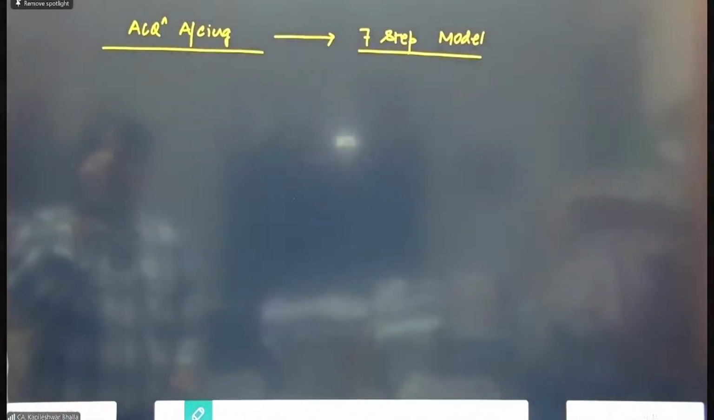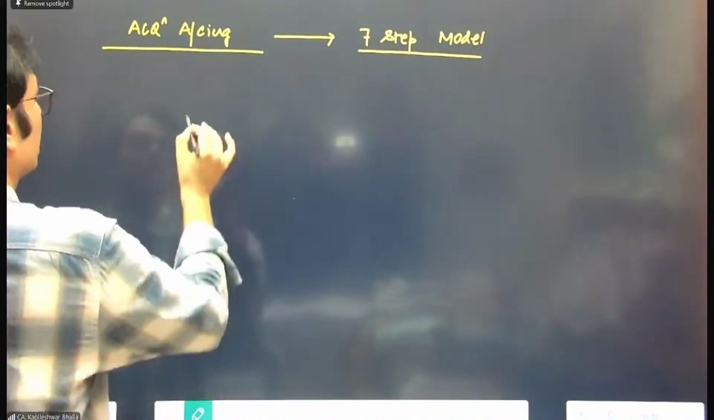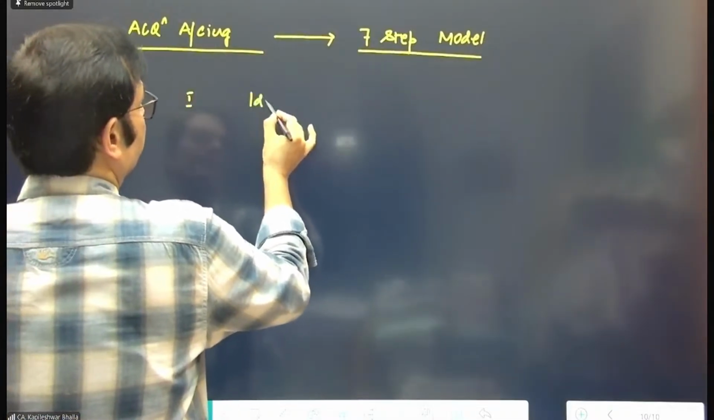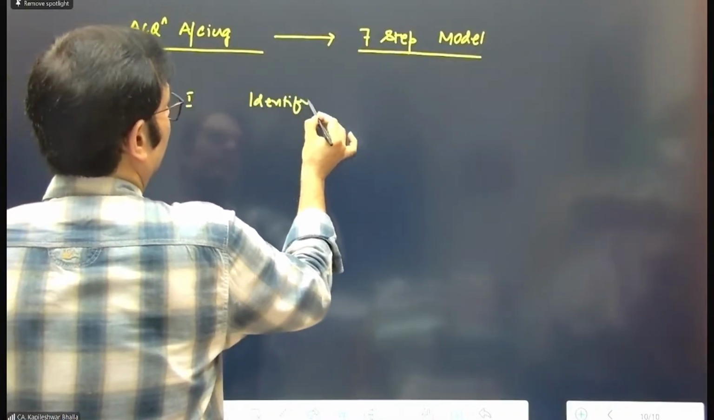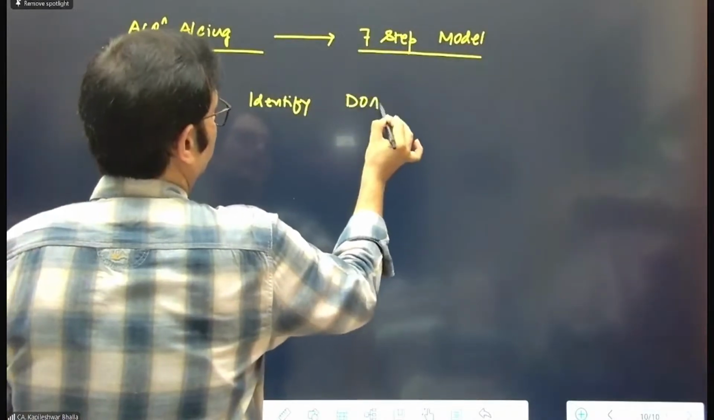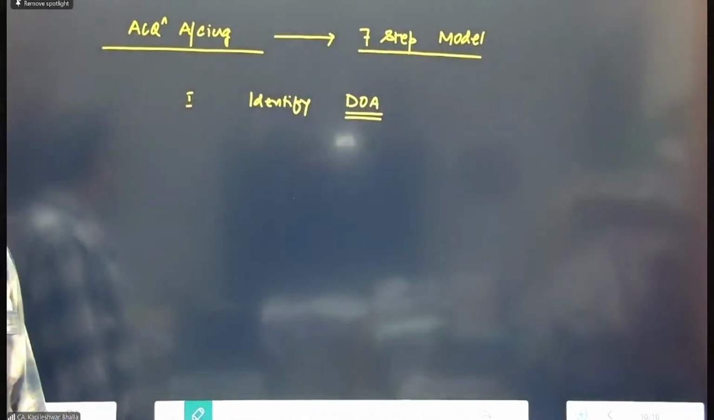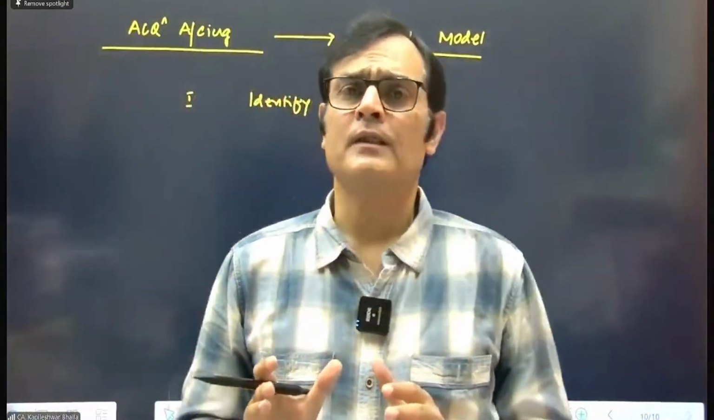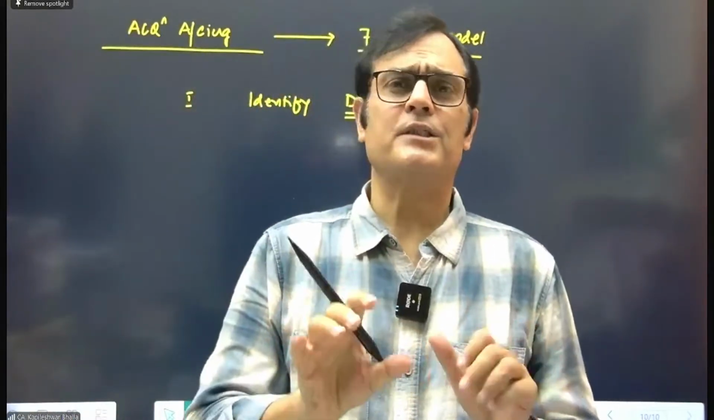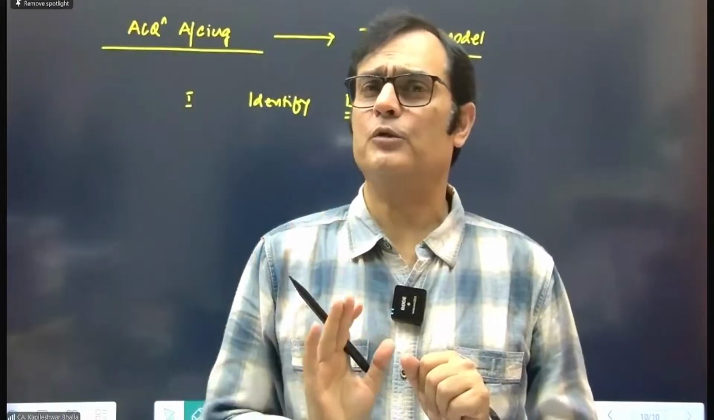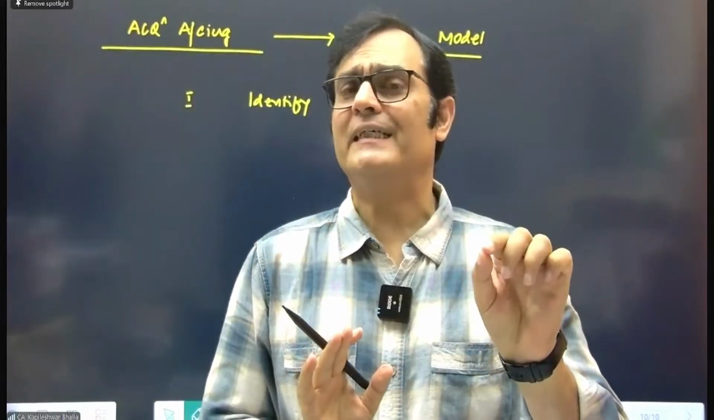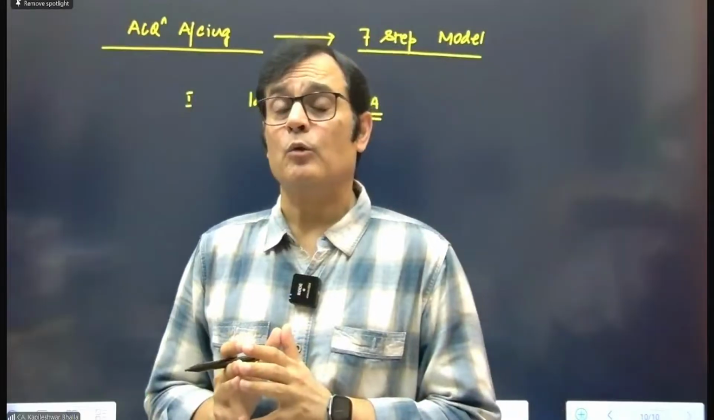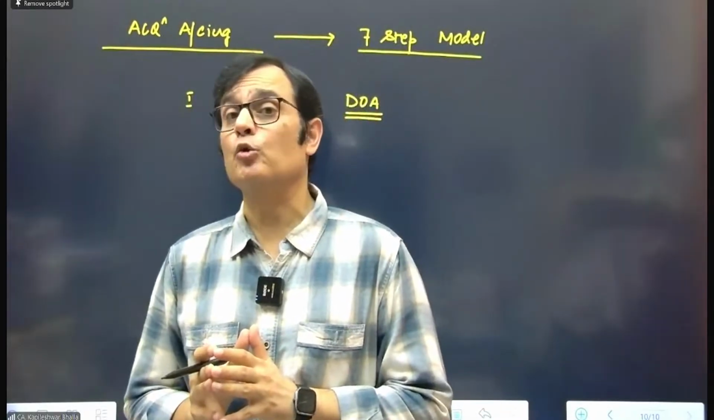So first of all, let me lay down what the 7 steps are which would apply. Step number 1, we need to identify the date of acquisition. That can never be a challenge. I will not get into the nitty-gritties. That could not be a challenge, at least for a larger question, because the date of acquisition would be very explicitly given in the question, because this is the date when you acquire control over the acquiree.